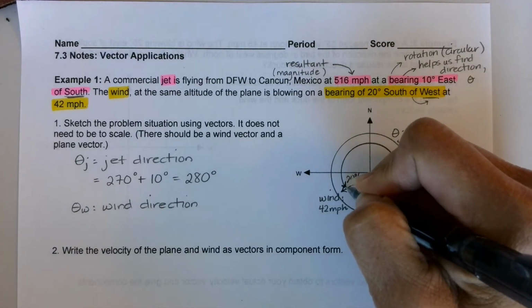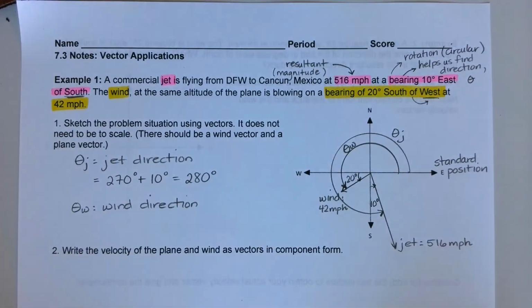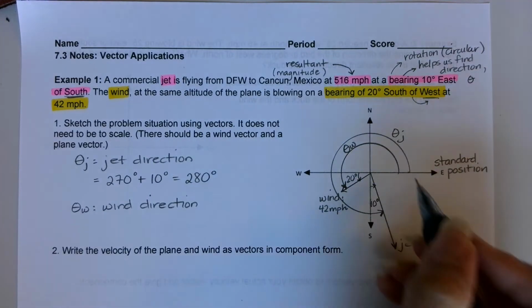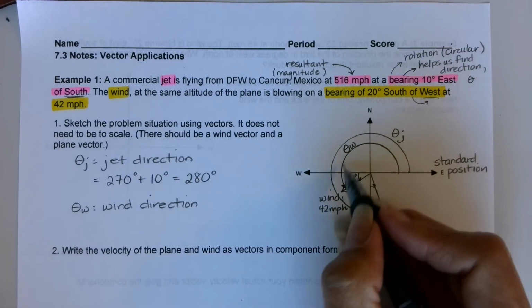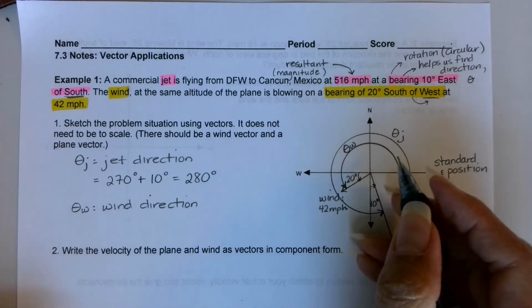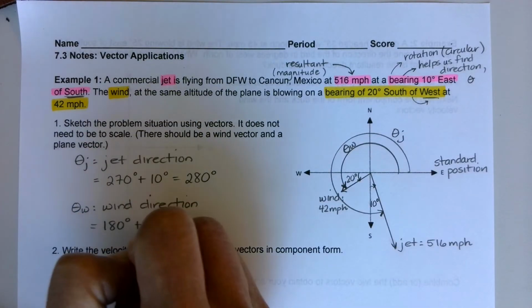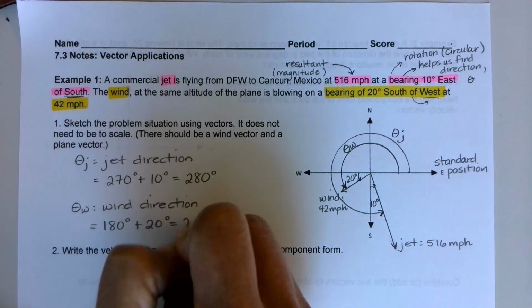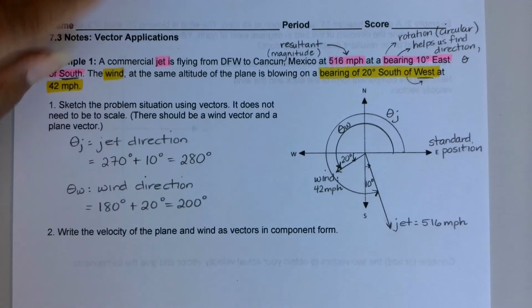So how much did I rotate for this angle? Well, notice I again covered two 90s. Half a circle is 180 degrees plus another extra 20. So 180 degrees plus the 20 degrees gives me 200. So these are our angles. These are what we will use, okay?